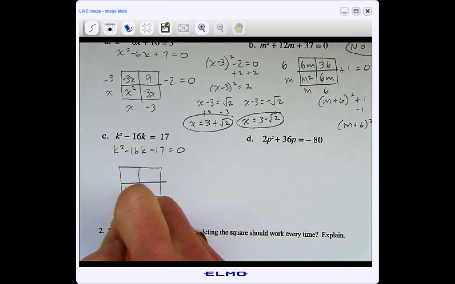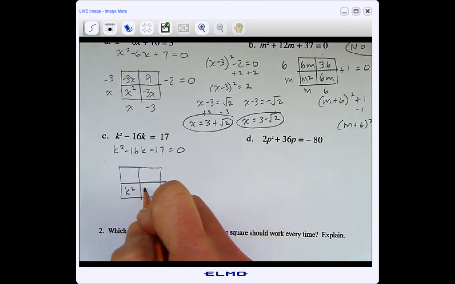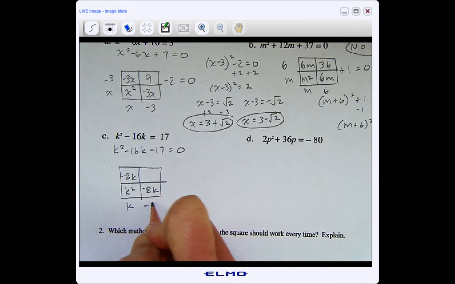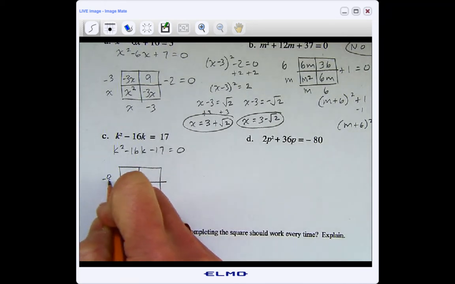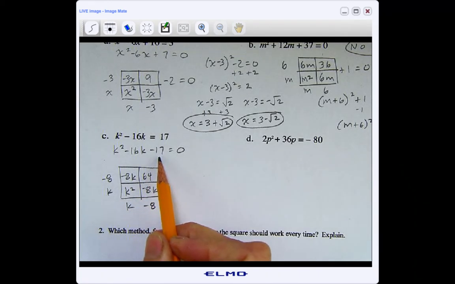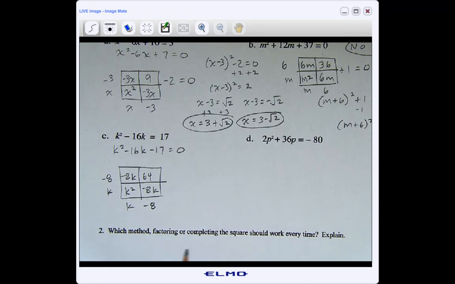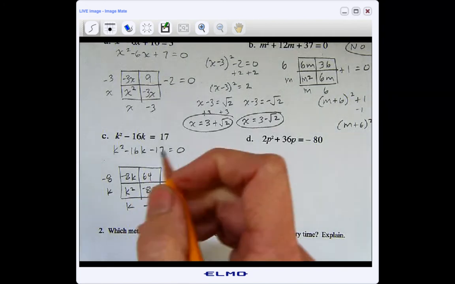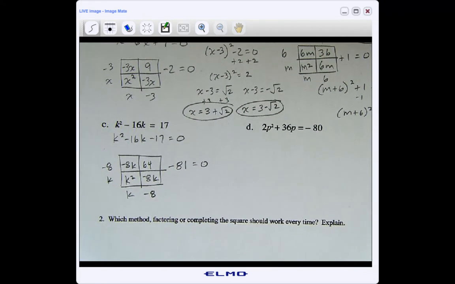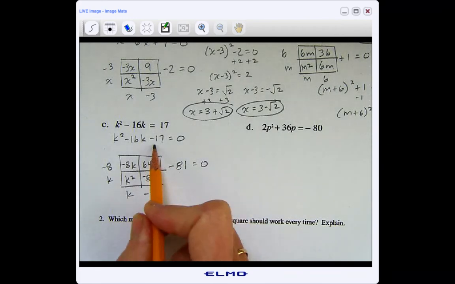So I'm going to do k squared. I'm going to split my negative 16k into negative 8k, negative 8k. So I get k minus 8, k minus 8. Negative 8 times negative 8 is 64. Okay, I only had negative 17 squares, so I'd need to add all my 64, so I'd have to subtract 64. So that would mean I would need to do minus 81 equaling 0. Okay, so 64 minus 81 would equal my negative 17.